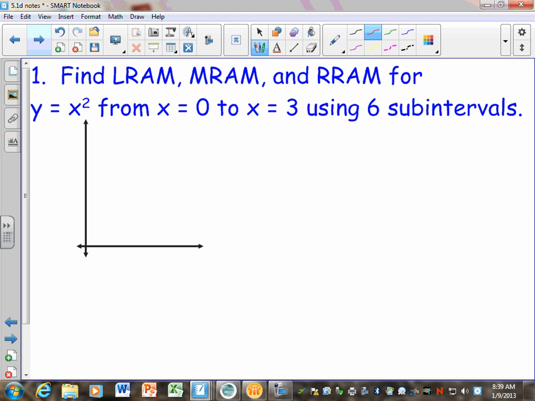I just picked a nice easy one here. We're going to use x squared. We're going to go from x equals 0 to x equals 3. And we're going to use 6 subintervals, which means you should have 6 rectangles when you're done with this. Okay, stay with me. Are we going to do it all?